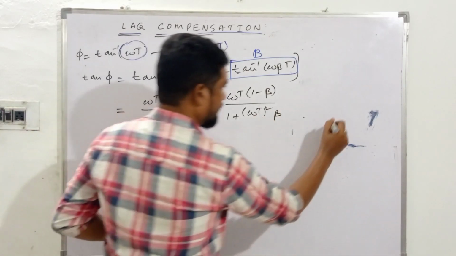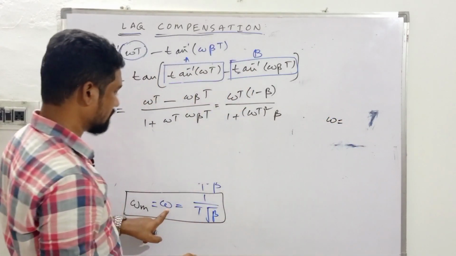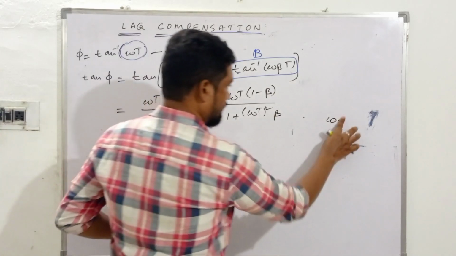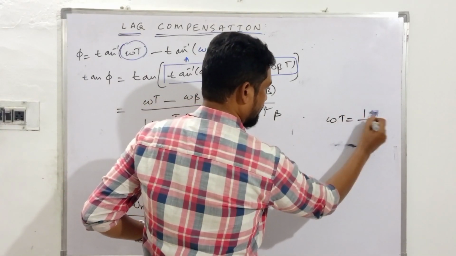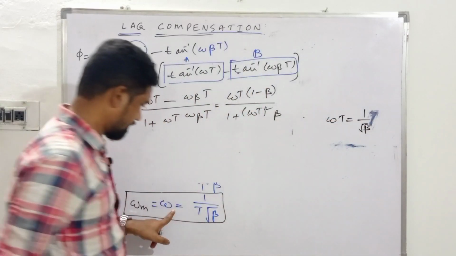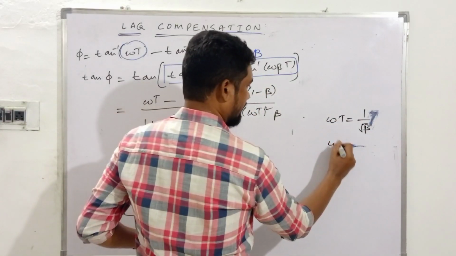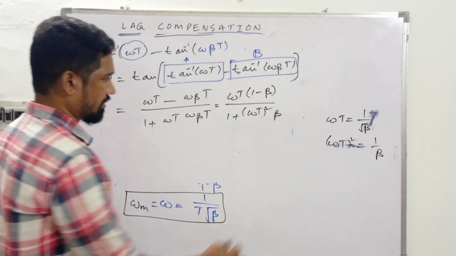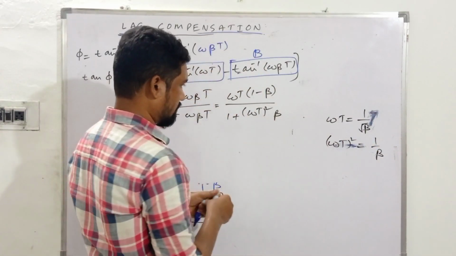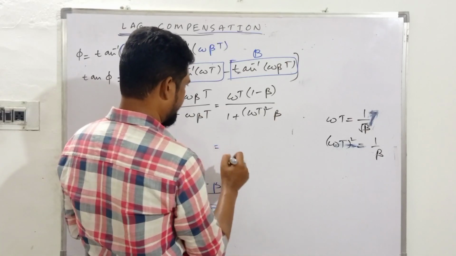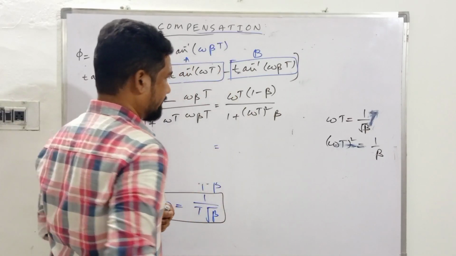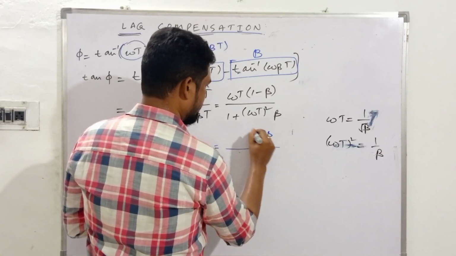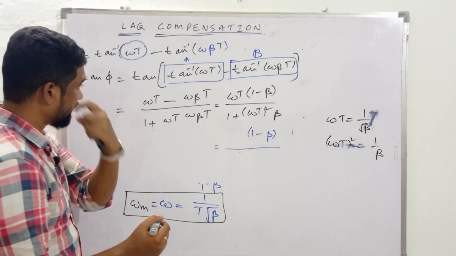What did we have? Omega equal to omega t, which is equal to 1 upon root beta. So omega t whole square will be equal to 1 by beta. The same omega t square goes over here. So this one we will have in the numerator 1 minus beta, and omega t is this.